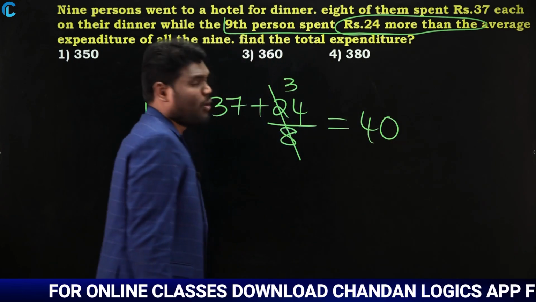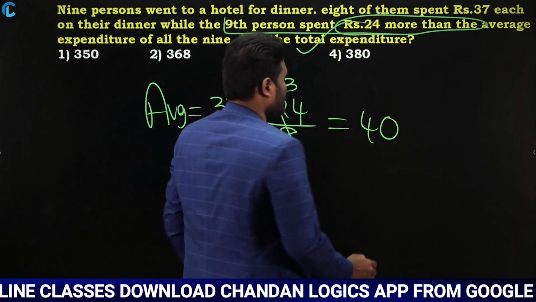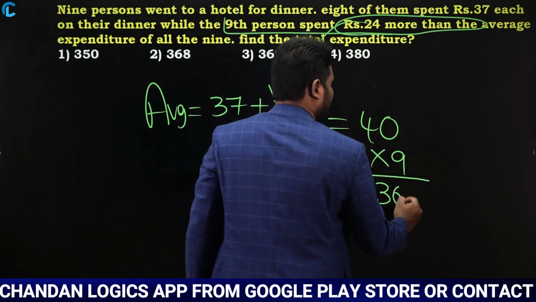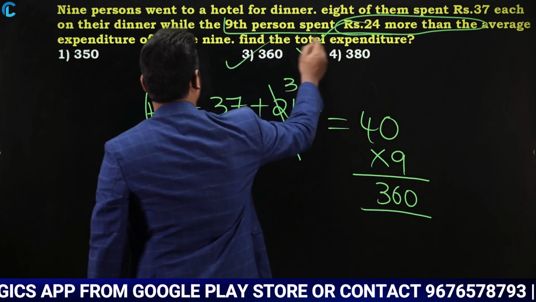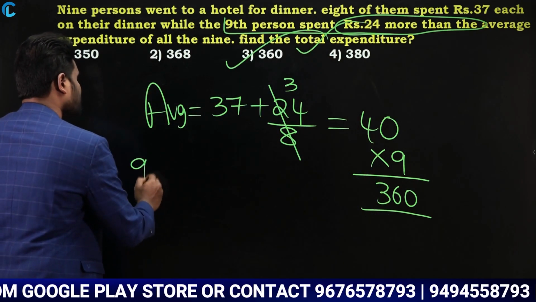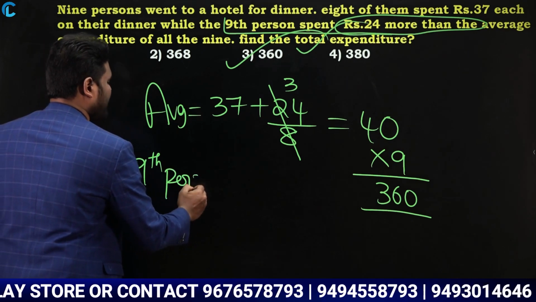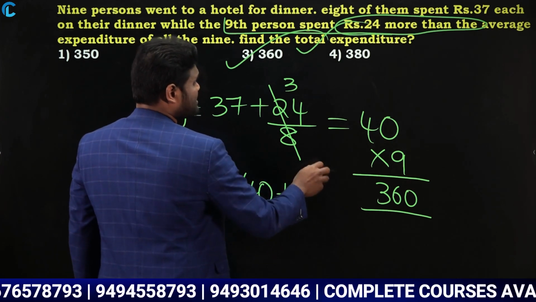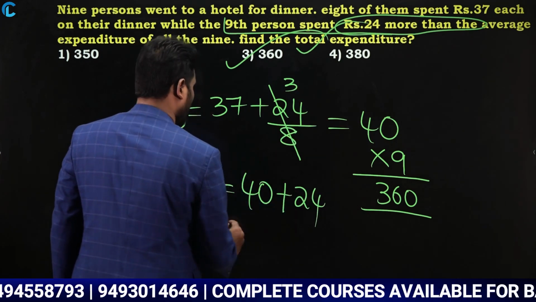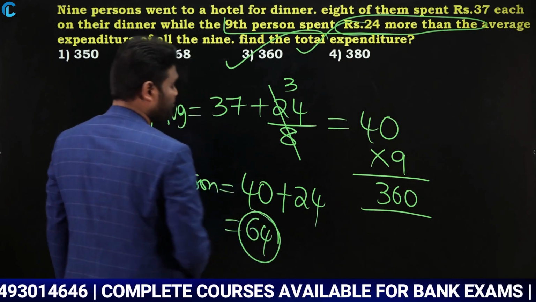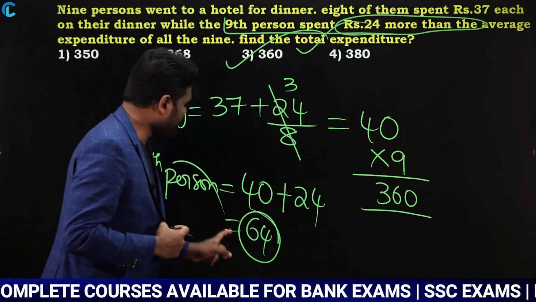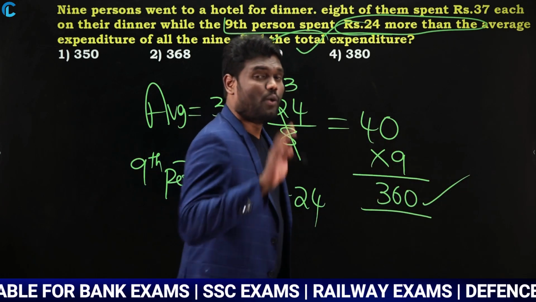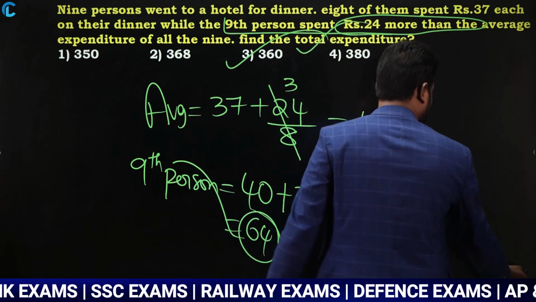If the average is 40, what is your question? Your question is the total expenditure. Total expenditure means how many persons are there? 9 persons. So 40 into 9, we can say the total expenditure is going to be 360 rupees. If the question is the amount spent by the 9th person, then what you need to say? It is going to be 40, which is the average, plus the 9th person has spent 24 more, which means the answer is going to be 64. If the question is total expenditure, 40 into 9, the answer is going to be 360. Very, very simple. Whenever you have questions in this way, you can do it directly.